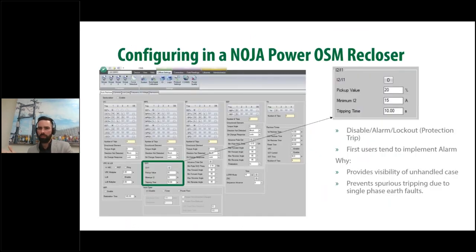In terms of configuring it, in a Noja Power OSM recloser, provided you have 1.16 firmware and above, you would just need to go to I2 on I1 protection, which is part of the common group settings, and then you could configure your pickup value.